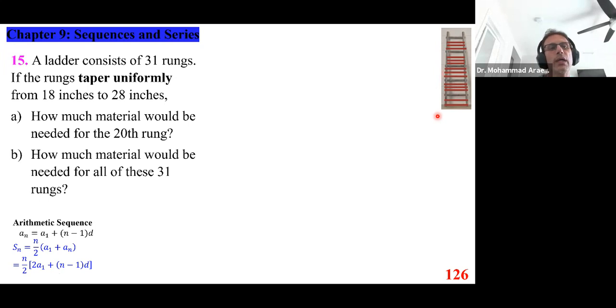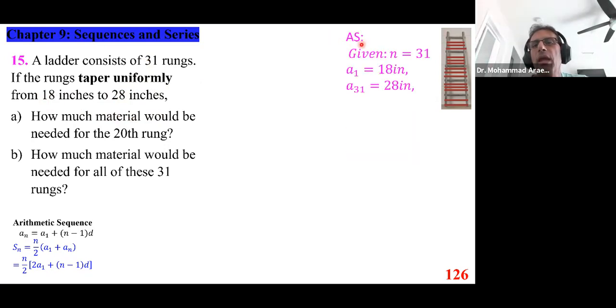Therefore, what is given? We have 31 of them. That means n is 31. The smallest one is 18, a sub 1. It doesn't matter which one you call a sub 1 and which one you call a sub n. The first one, a sub 1, is 18. And the last one, a sub 31, is 28. So this is an arithmetic sequence, n is 31, a sub 1 is 18, and a sub 31 is 28. Therefore, we have a lot of information. We can put it all together and figure out, for example, what the 20th rung is.